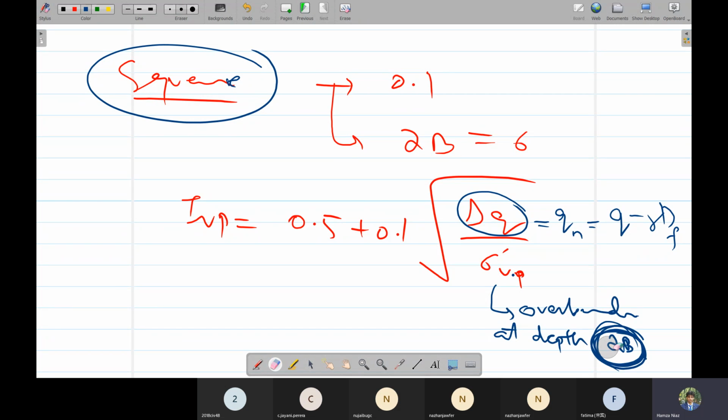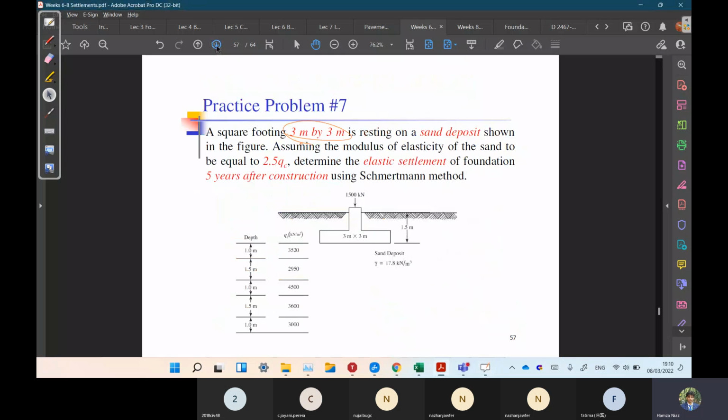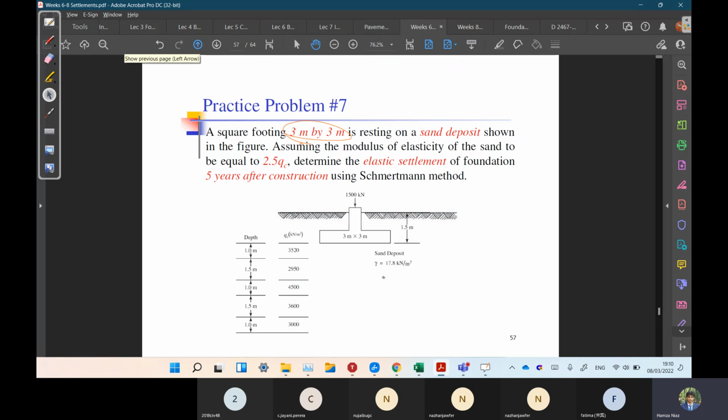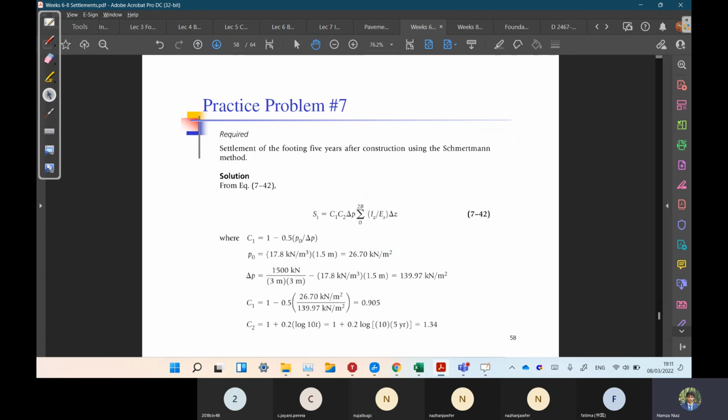That would be at B by 2 depth. For a square footing, our overburden at B by 2 depth would be our sigma vp. So if we go to the example, this one was our footing. B was 3 meters.